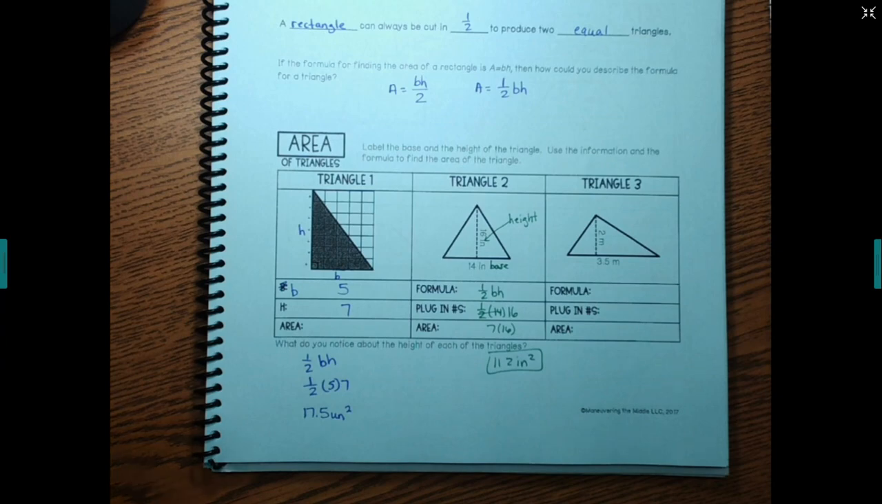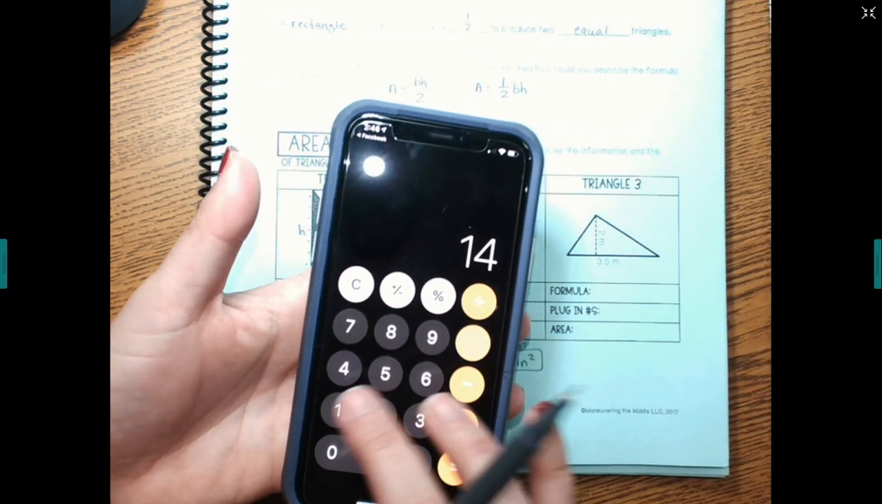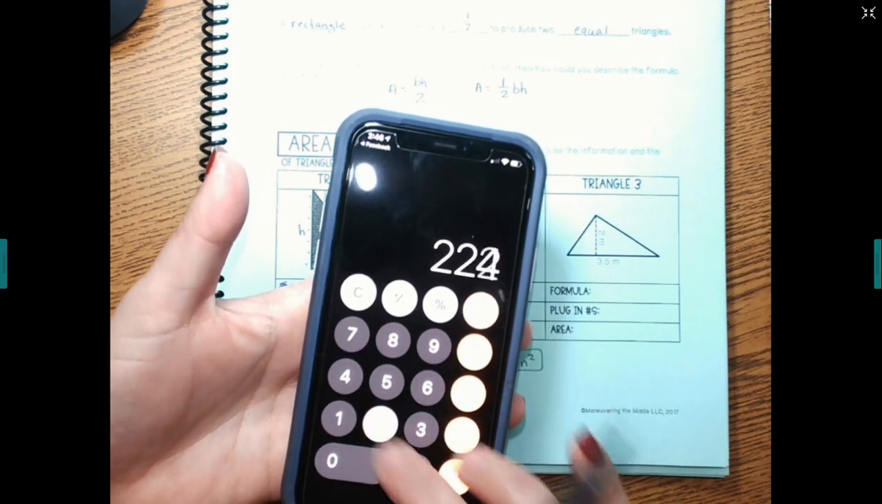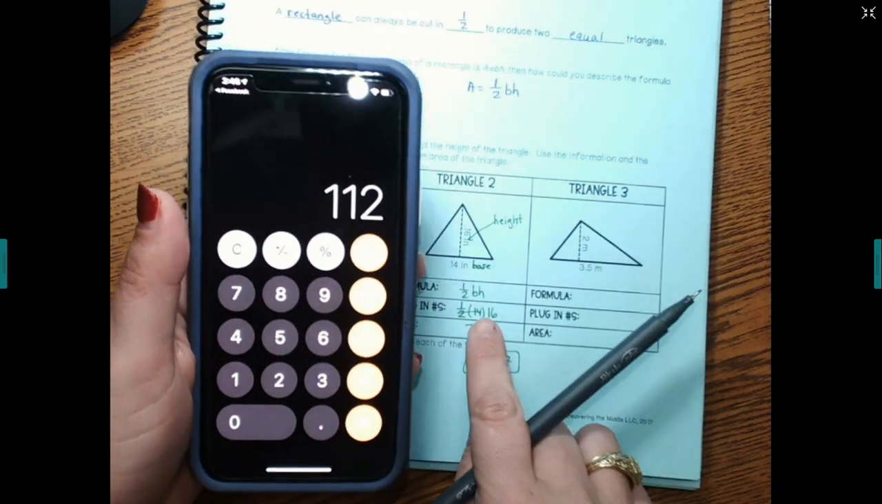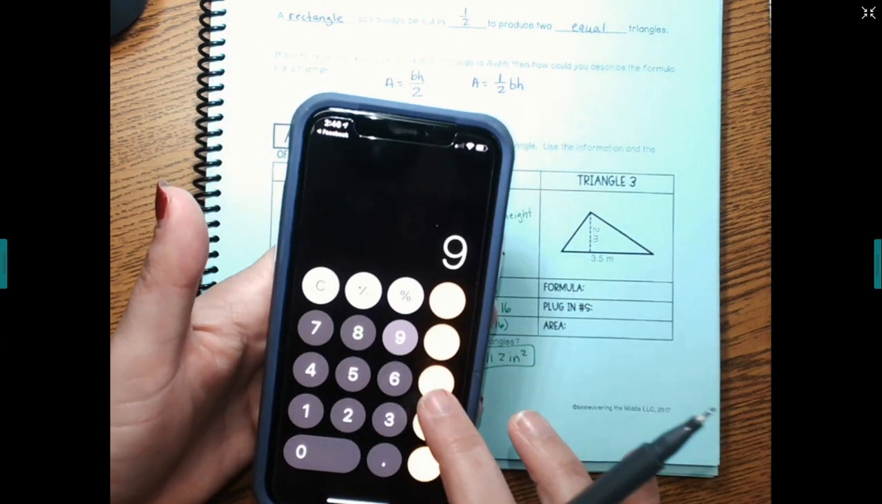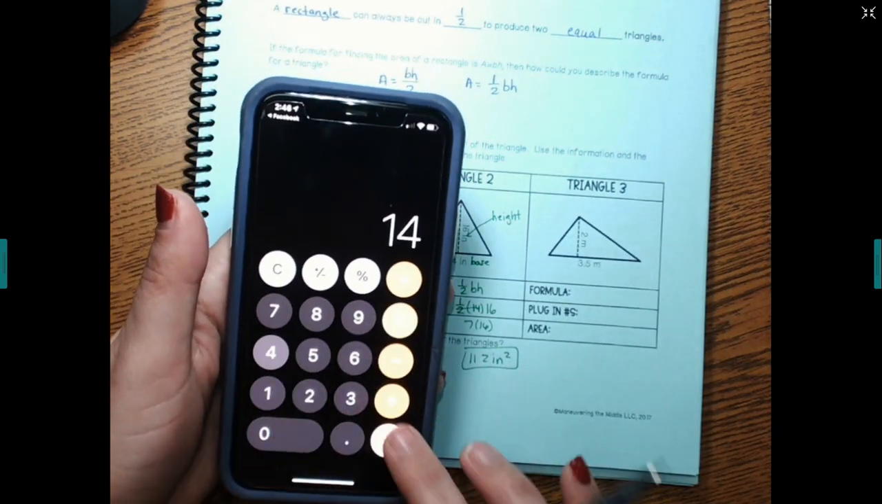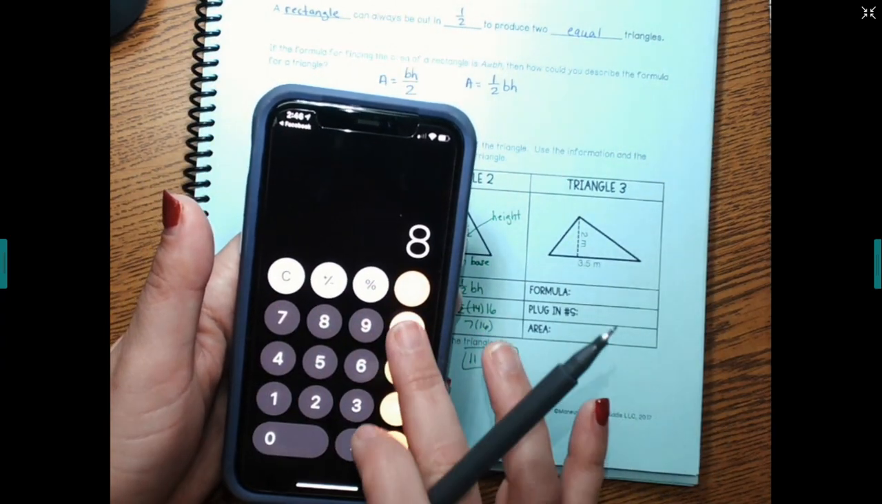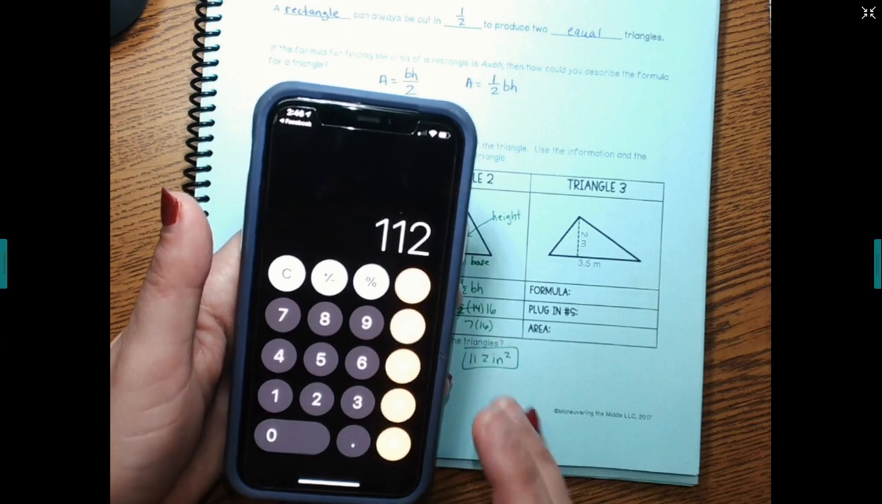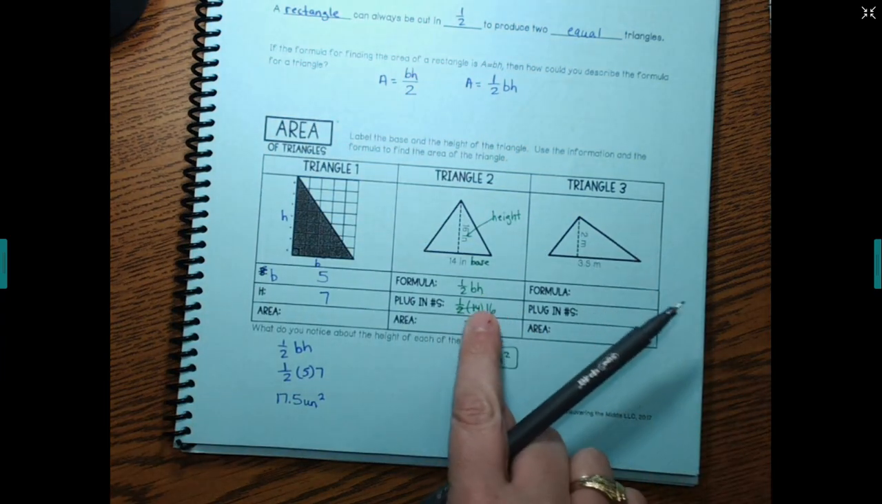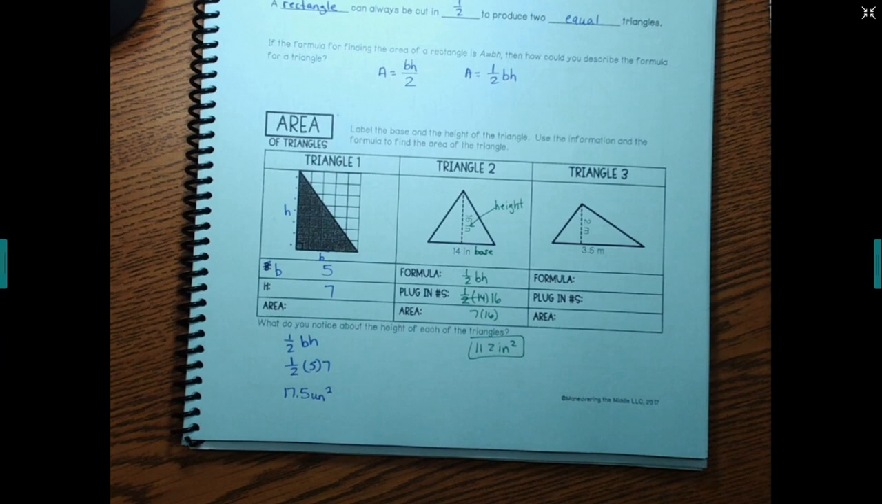Okay, now you would get the same answer if you went ahead and just multiplied 14 times 16 and then divided by 2. You'll get the same thing. 14 times 16 divided by 2. You get the same answer. Or if you wanted to take half of 16 first and do 8 times 14. You're going to get the same answer, okay? I just like to take half of whichever number I can first, just because I'm lazy and I want to do less work, okay?